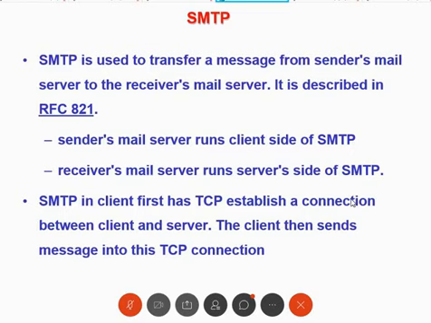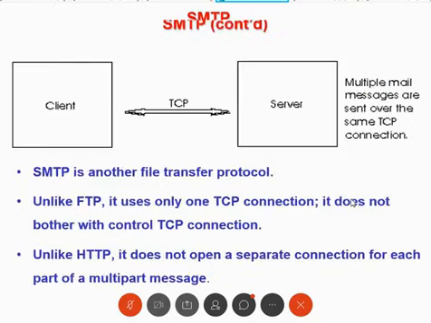SMTP in the client first has to establish a TCP connection between the client and the server. The client then sends the message to the server over the TCP connection. It's nothing but another type of file transfer protocol. Unlike file transfer protocol, which can use UDP also, SMTP uses only the TCP connection. It does not bother with control.